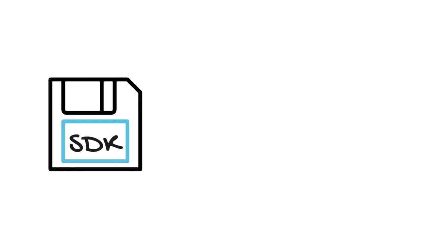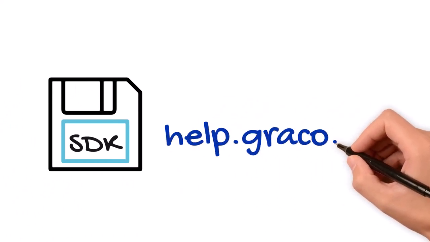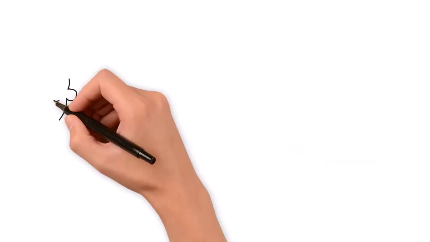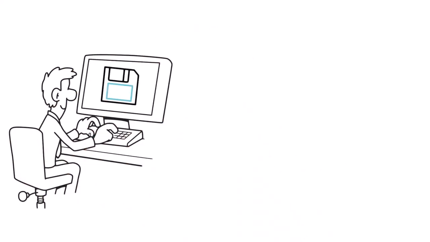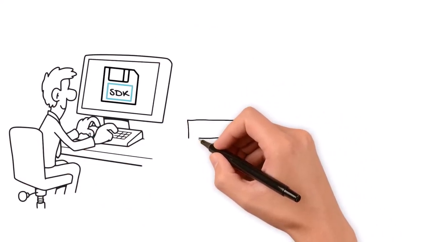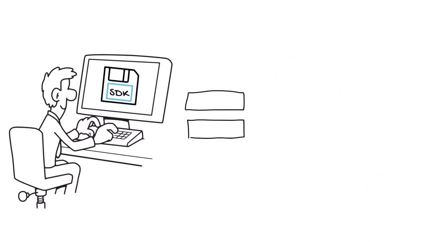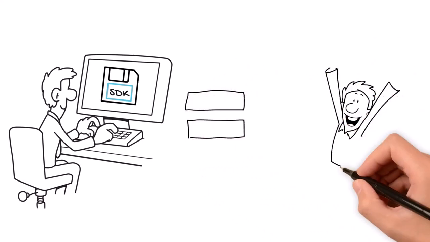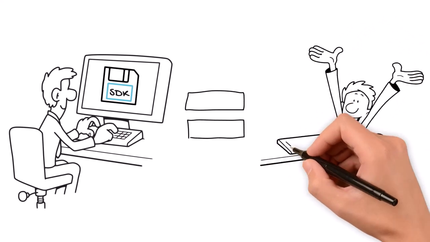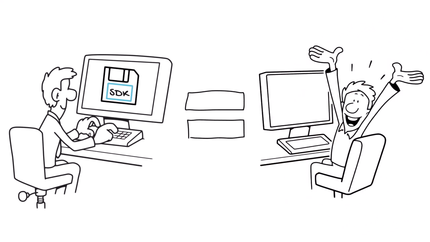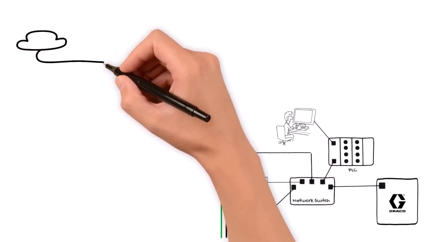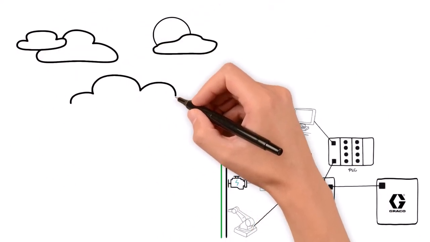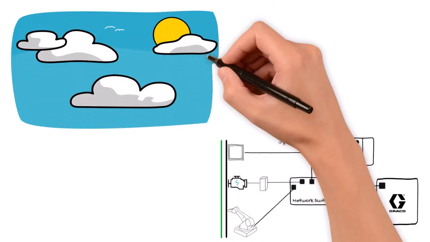SDK files are available on help.graco.com as downloadable zip files. After a PLC programmer downloads and unzips their specific SDK file, they simply import the files into their software environment and make adjustments to the code as needed for their specific application. Easy peasy. Looks like we've covered it all. Industrial networking and automation actually seems fairly simple when we take a look at how it works from a bird's eye view.